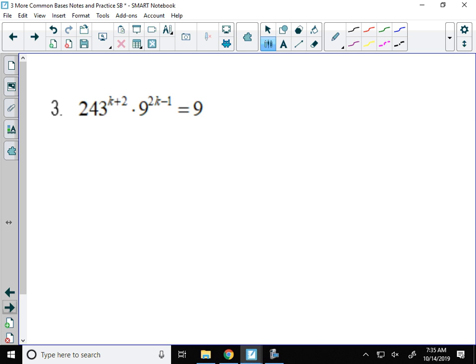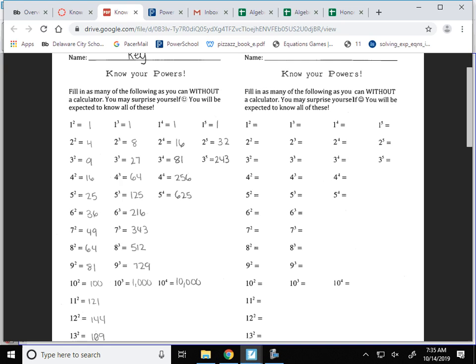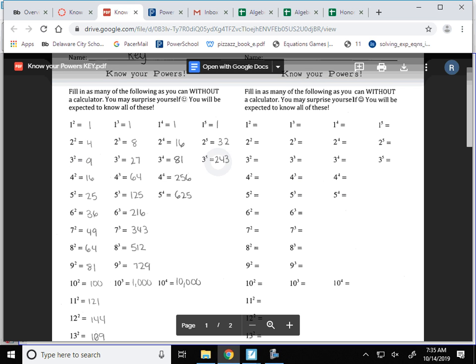Number 3. 243 to the k plus 2 power times 9 to the 2k minus 1 equals 9. Okay, let's see where I have 9s and 243s together. Looks like they're both powers of 3, right? 9 is 3 squared, 243 is 3 to the 5th.